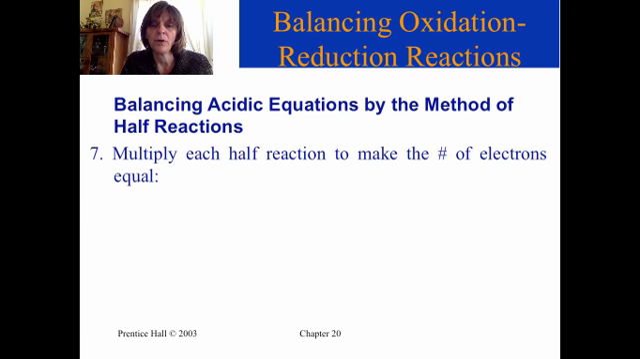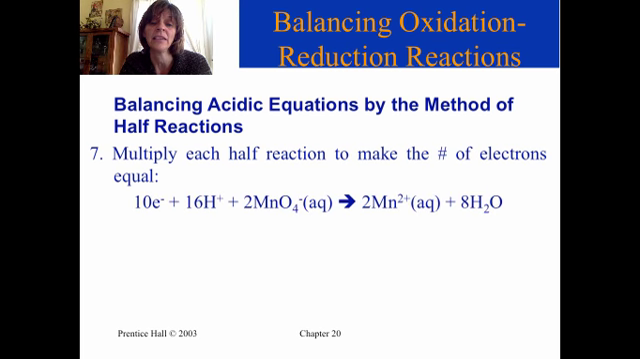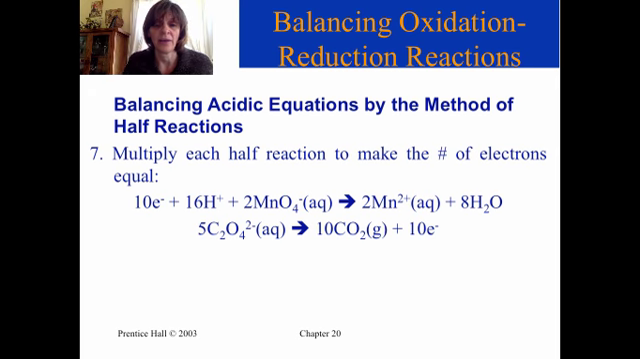Okay, now we're going to multiply each half so that the number of electrons are equal. So we had 5 in the reduction and 2 in the oxidation, so a common multiple of 10 gives you this reduction half reaction and this oxidation reaction. So this top one was multiplied by 2. All of the coefficients had to be multiplied by 2. And here the coefficients had to be multiplied by 5.